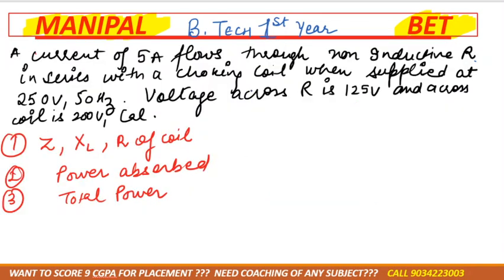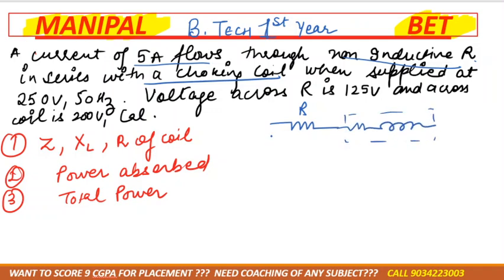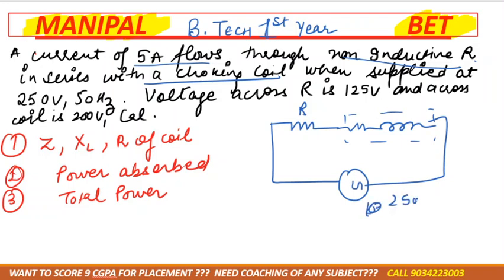See, in this question, first of all, we have to make the diagram. A current of 5 ampere flows through a non-inductive resistance. Non-inductive means only resistance. They just gave that to confuse the student. With the coil means the resistance is connected with the coil, and as I told you, a coil is always the combination of R and L. When supplied at 250 volt, means the voltage is 250 volt, and the frequency is 50 hertz. Then the voltage across R, VR, is 125 volt, and the voltage across the coil, VRL, is equal to 200 volt, right?